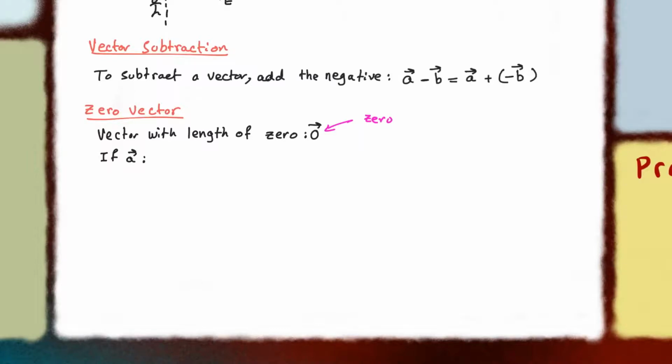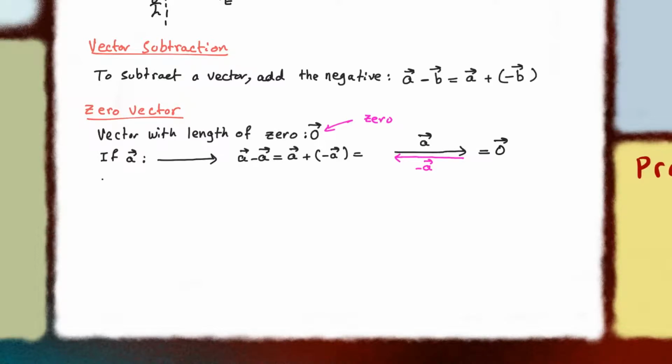In this example, we've got vector A, which is a vector in the direction right. If we do A minus A, it's the same as A plus negative A. So we'll take vector A and we'll add the negative of A to it. And you can see the resulting length will be 0, and therefore it's a 0 vector.